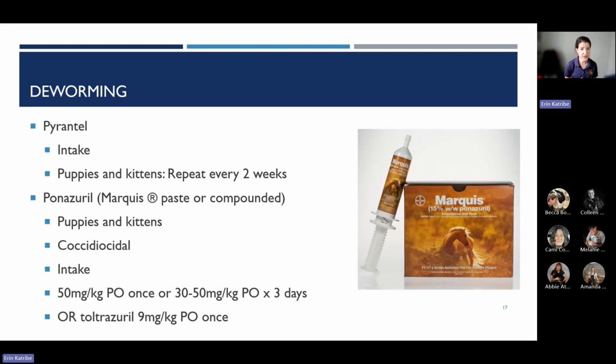With puppies and kittens, I also like to administer ponazuril or a similar drug. Toltrazuril is in the same drug class. This is for coccidia. The reason for this is because coccidia can profoundly impact the health of puppies and kittens. In places where we see a lot of it, it is reasonable to go ahead and give a prophylactic dose on intake. However, that dosing strategy has not been established. A couple of different options on the slide there for you.